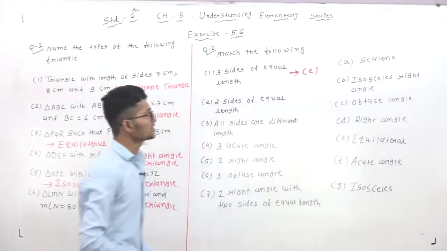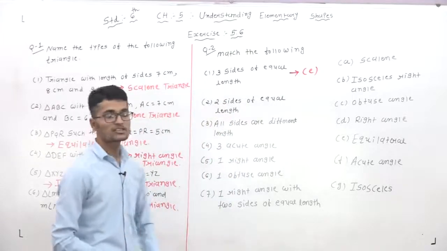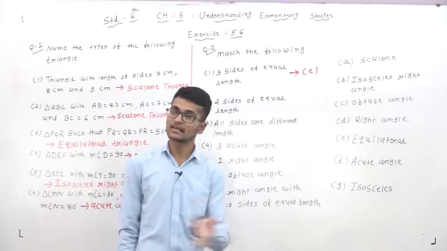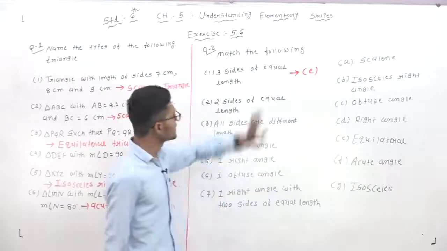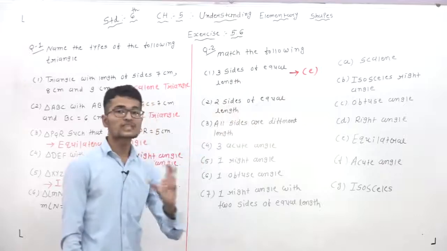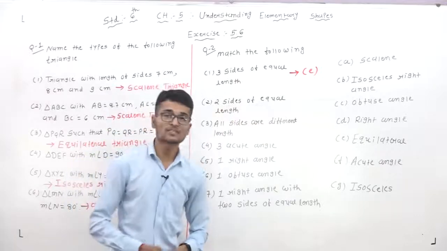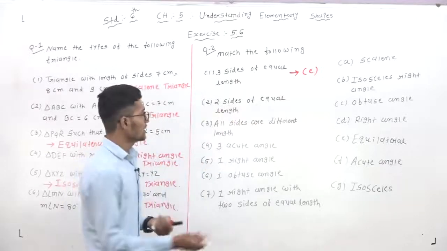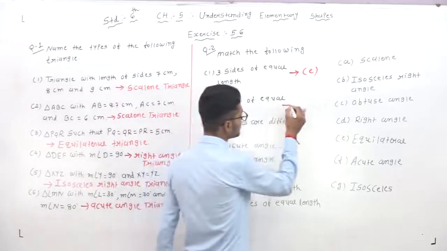The answer is E, equilateral triangle. Why? Because in an equilateral triangle all the sides are the same. So this one is the equilateral triangle. Then after that, two sides of equal length. Two sides of equal length means isosceles triangle. Why? Because in an isosceles triangle two sides are the same.